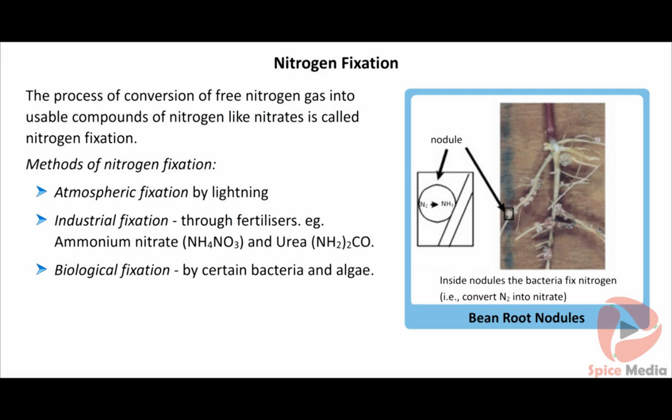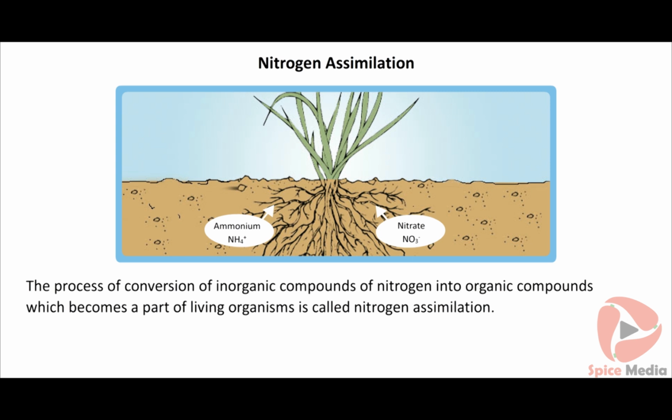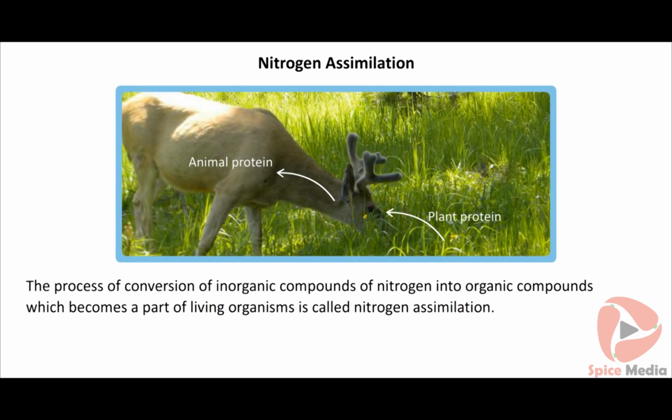This type of mutual relationship is called symbiosis. Plants absorb nitrates and ammonium from the soil and convert them into plant proteins in their protoplasm. This process of conversion of inorganic compounds of nitrogen into organic compounds, which become a part of living organisms, is called nitrogen assimilation. The plants are eaten by animals as food.